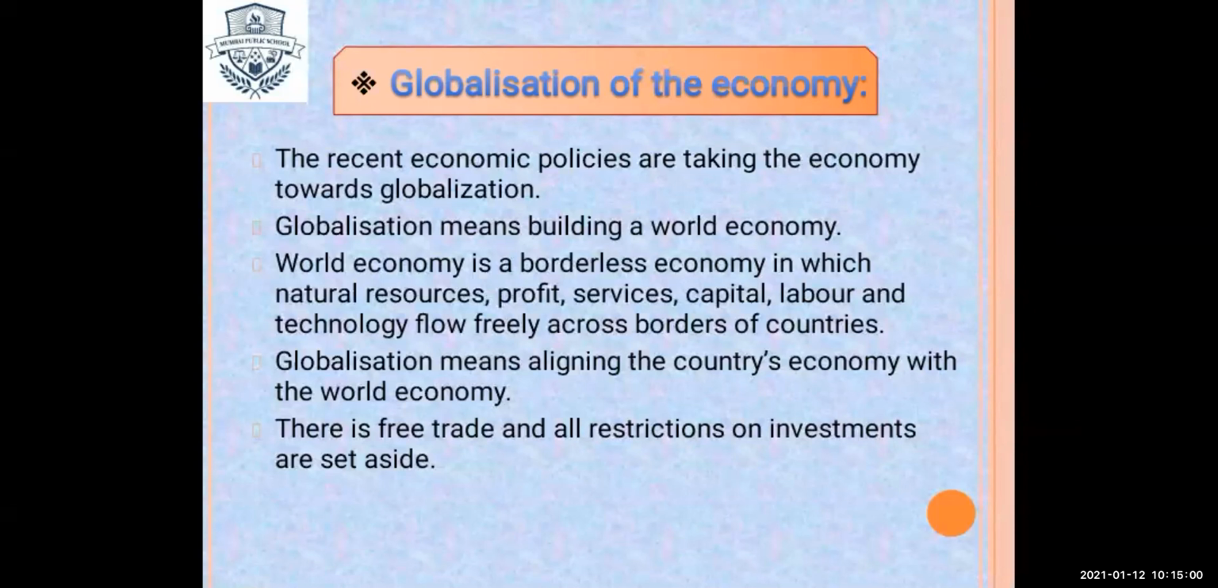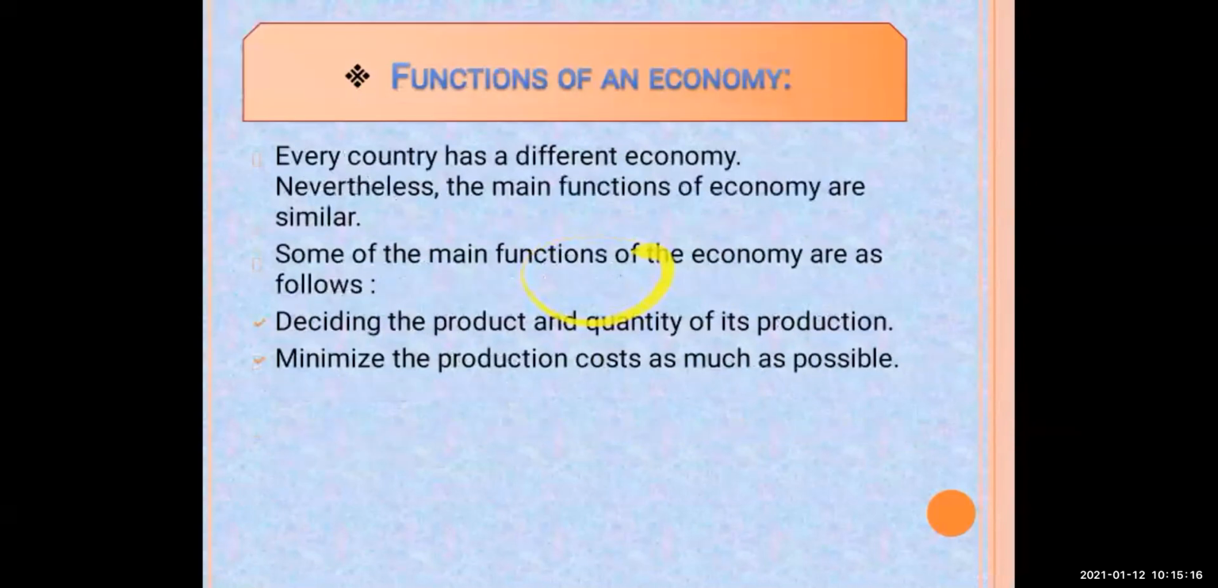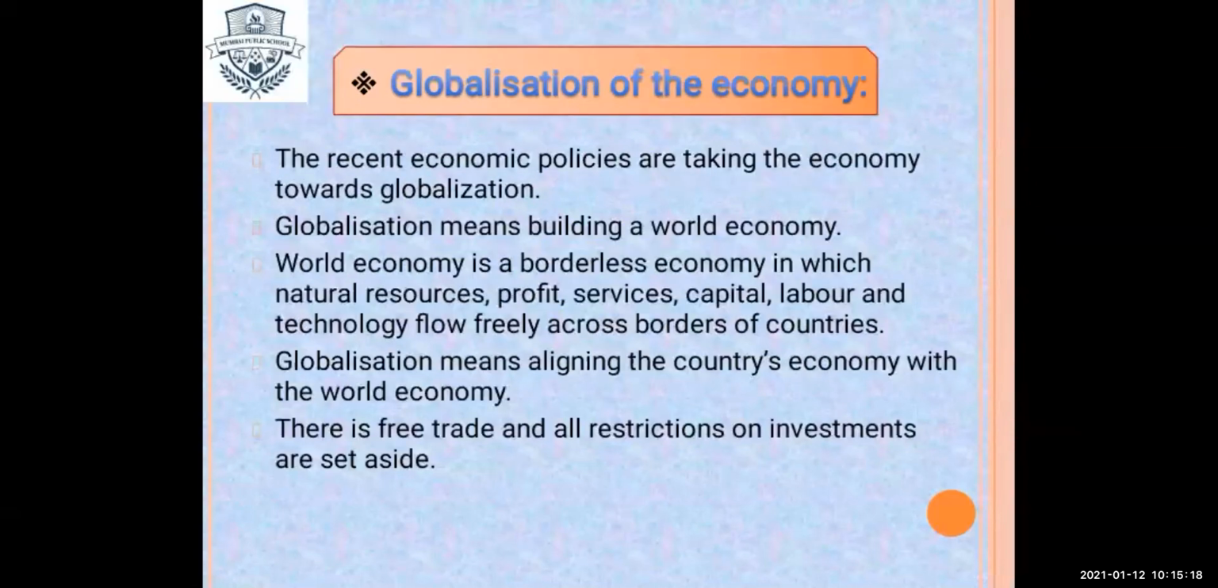For example, we can purchase goods from China to India or vice versa. We can easily purchase the goods. So the borderless economy tells us that there is no physical border and no restrictions, which can be seen when we are doing the trading system.